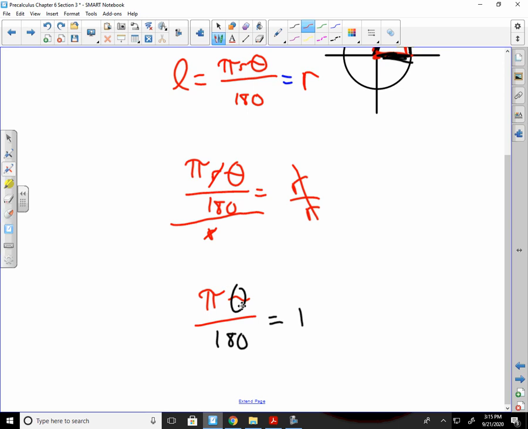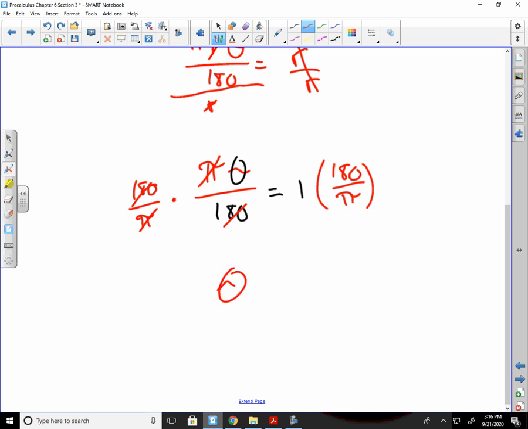I'm trying to figure out what angle measurement would give me this truth where I have an arc length the same as the radius. So I multiply both sides by 180 over pi. That all cancels out. I'm just left with theta on that side. And on this side, I have 180 over pi. So theta equals 180 over pi. And that's how much my angle measurement would be if I was looking for a radius that's the same length as the arc length.